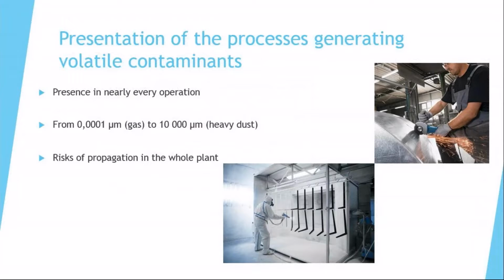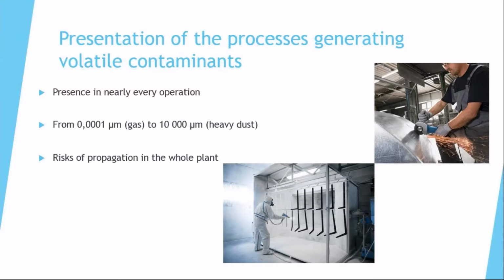What are the processes that generate volatile contaminants? These kind of volatile contaminants are present in nearly every operation. It could be grinding, painting, welding, scoring, the use of chemical products, or any other manufacturing operation in the plants that will generate different kinds of dusts, fine dust, small particles, gases, from 0.0001 millimeter, 1 micrometer for the smaller ones, like gas particles, to 1 centimeter for really coarse dust.